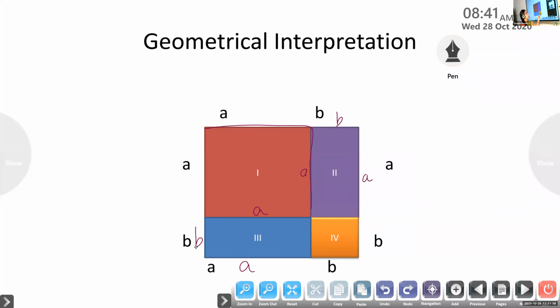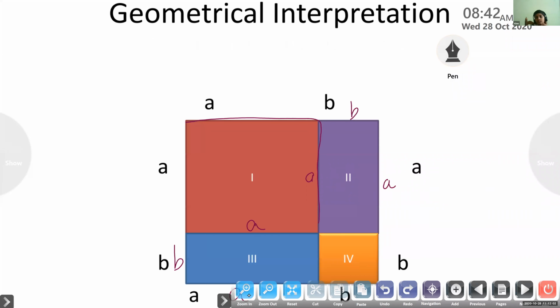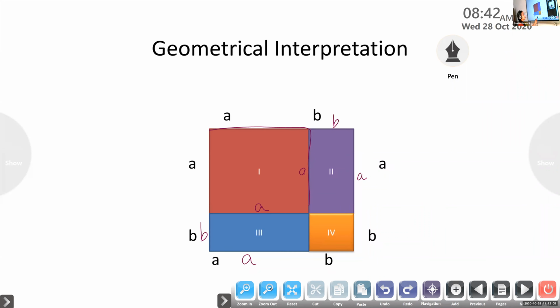This yellow color one is a small square, can you see it properly? Yes, ma'am. Okay. The yellow color is a small square whose sides are of length B. So we have four shapes. The first one is a square. Now we are going to find the area of these different shapes.